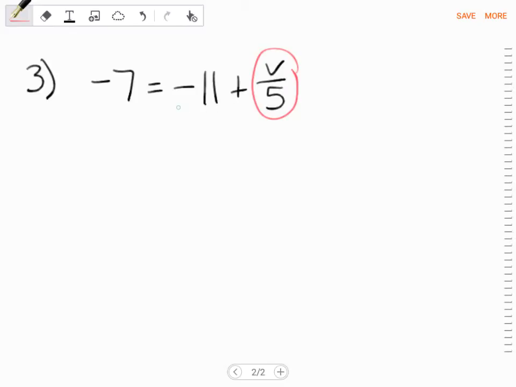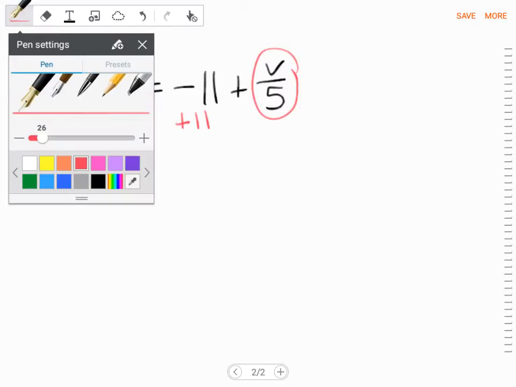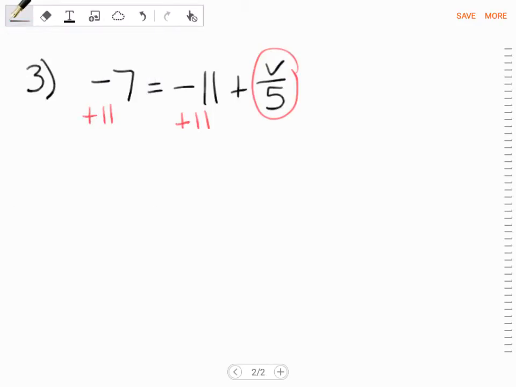So I'm going to go ahead and move my negative 11, and if I have negative 11, then I need to add 11 to get rid of that. Do the inverse operations. If I add 11 on the right side, I have to add 11 on the left side. So on the left side of the equation, I have a negative 7 plus 11. So that will give me a positive 4 on the left-hand side of the equation. My 11s are now gone, and I have v over 5 left.